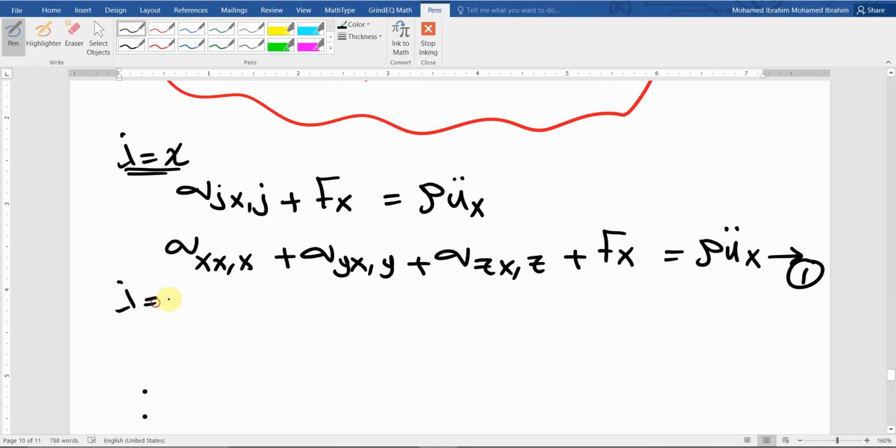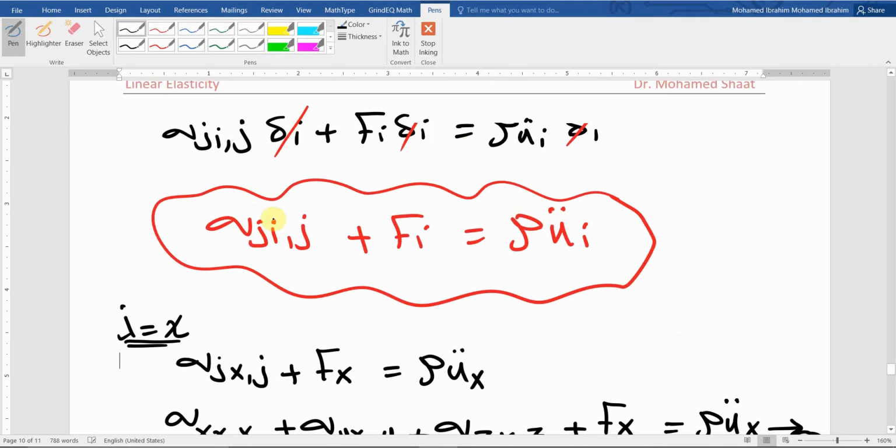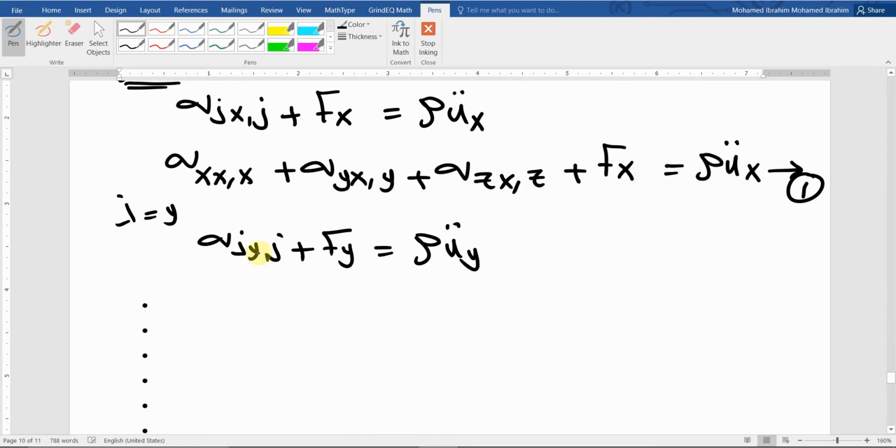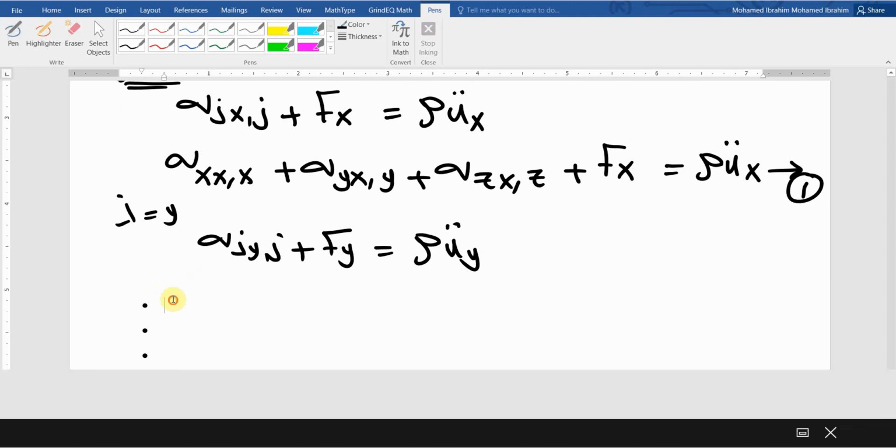How about if i equals y? We're going to do the same. So simply i will be y. So all these i's will be y. So this is going to give us sigma jy comma j plus fy equals rho uy double dot. Now j is a dummy index again. So what does it mean?